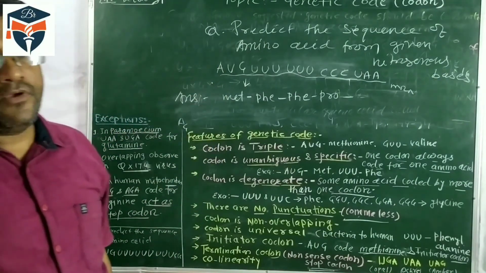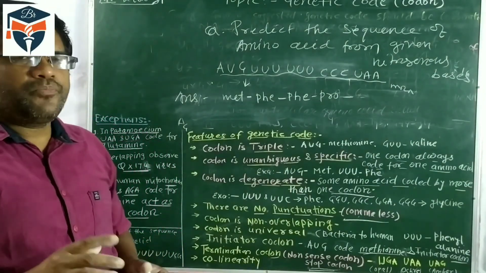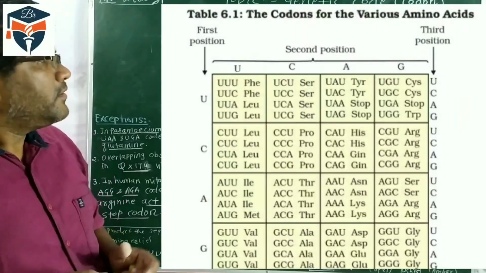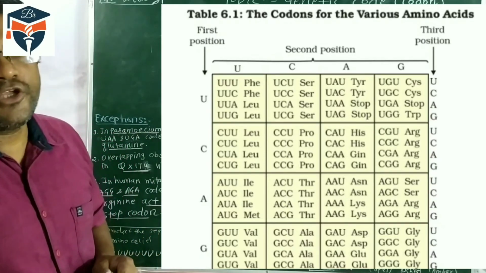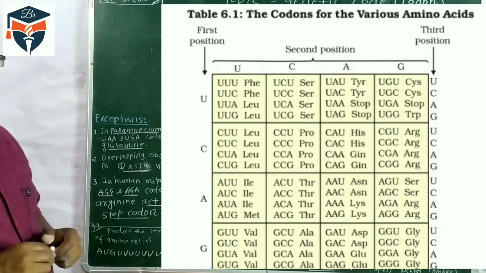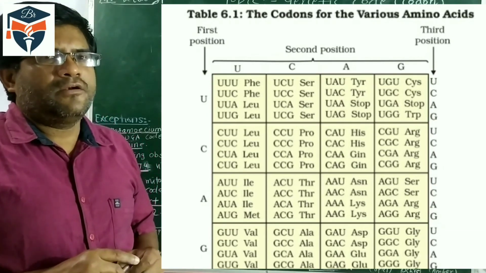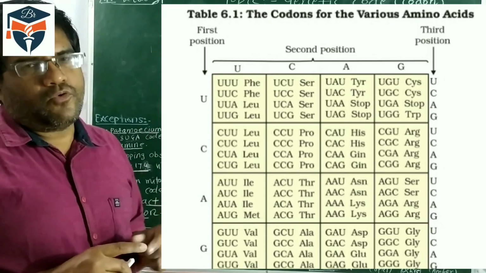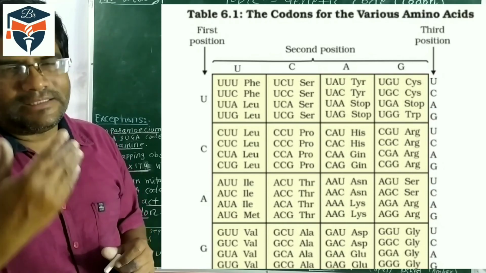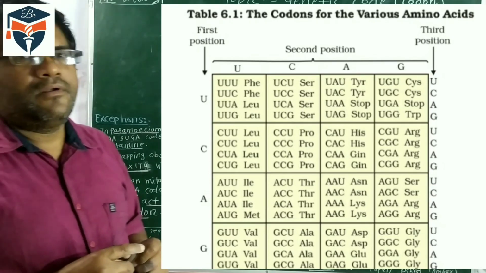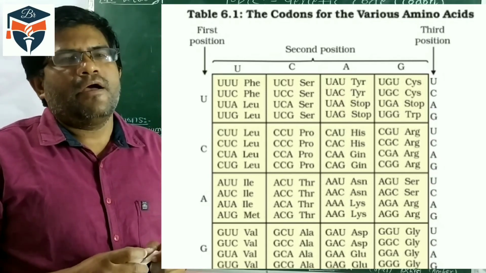Many such questions come in the examination. Overall, there are 64 codons. In this chart you can also see the total number of codons is 64, from 4 nitrogenous bases. The codon is triplet, and a specific codon codes for a specific amino acid. So we should remember the codons and the amino acids they synthesize.